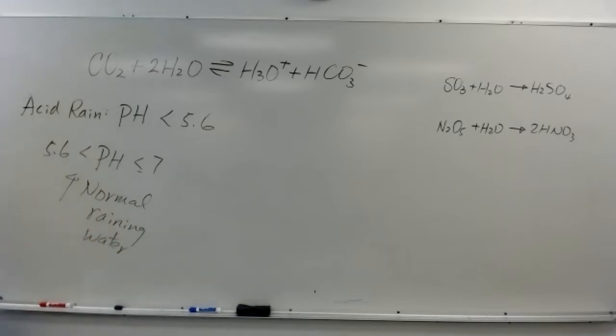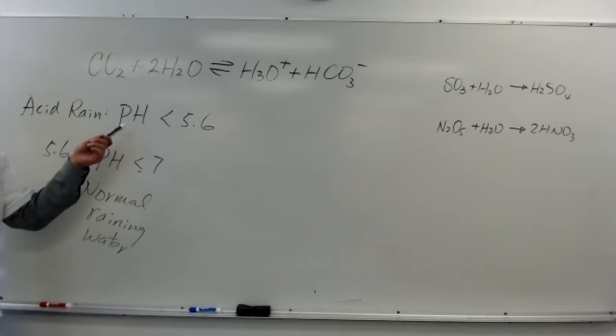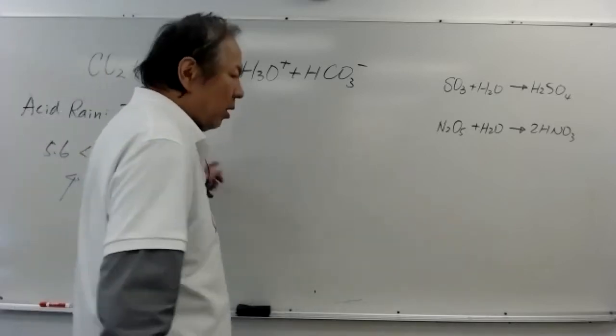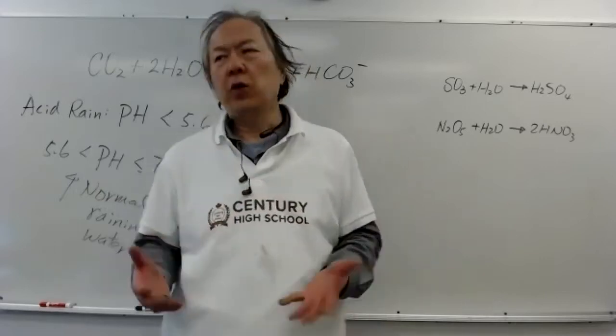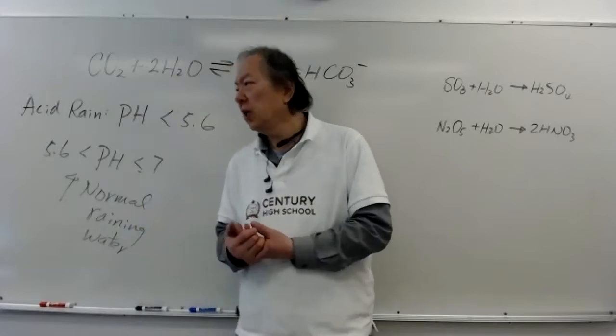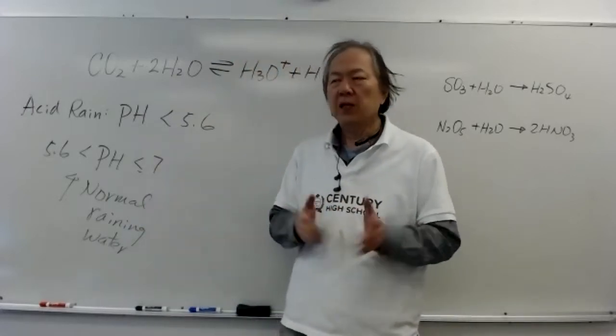That's the normal. So make sure you understand. Whenever your pH is smaller than 5.6, we call it acid rain. All the others are kind of normal rainwater. That's the first thing.